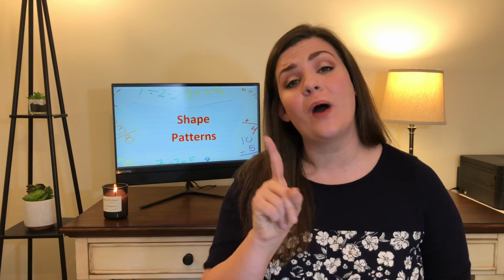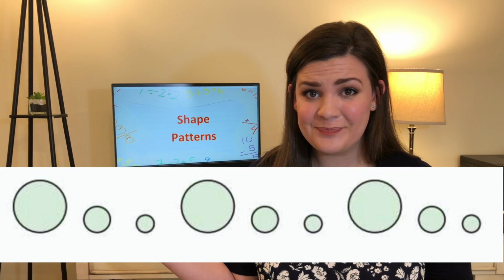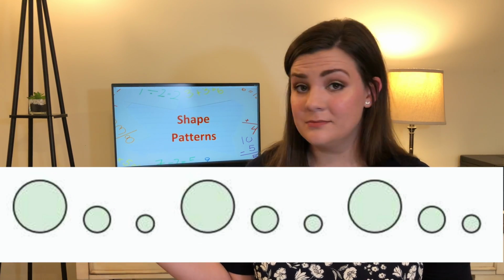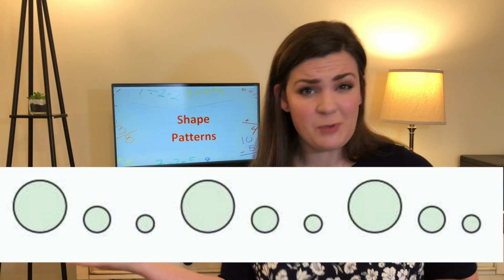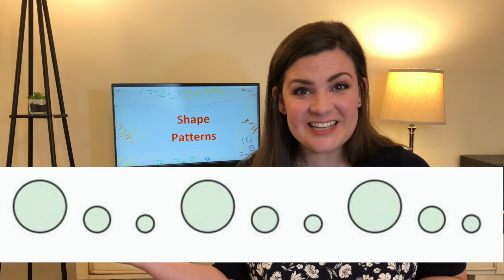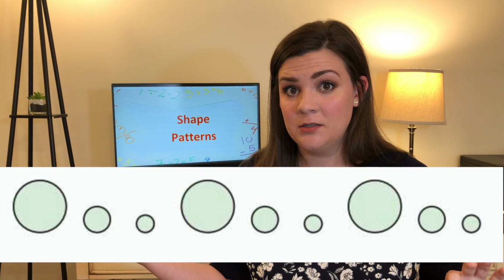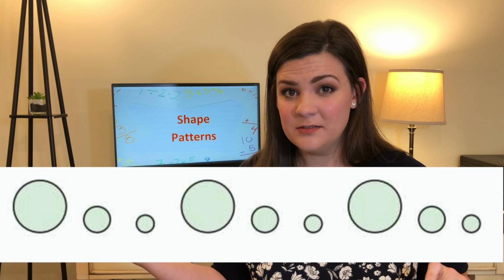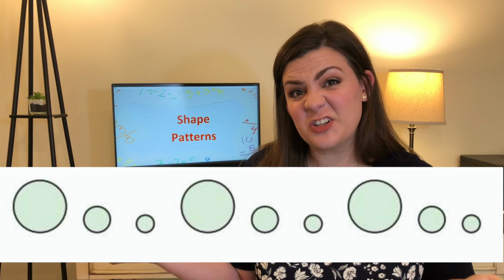Okay, let's look at one last pattern for today. Can you describe the rule for this pattern? Did you say large circle, medium circle, small circle? Awesome! Okay, now's the time that I want you to try to draw the next 3 terms. Do you think you're gonna be able to do that? I know you can. Pause this video and draw the next 3 terms. Does your answer look something like this?